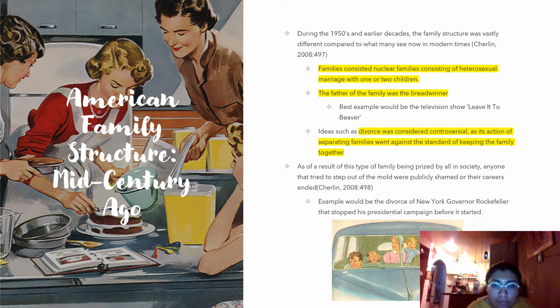And again, with this presentation, there is a further discussion about how this type of family, the nuclear family, was prized by all in society. Anyone that tried to step out of the mold was publicly shamed or their careers ended. One of the examples that the reading provided was the divorce of New York Governor Rockefeller and his remarriage, which stopped his presidential campaign before it started.